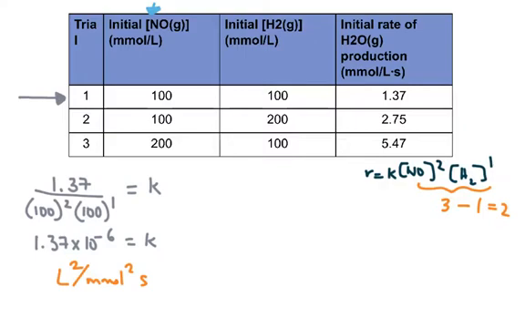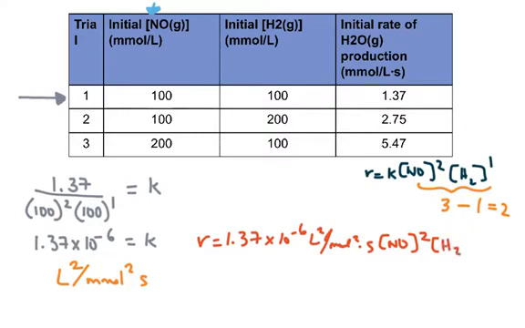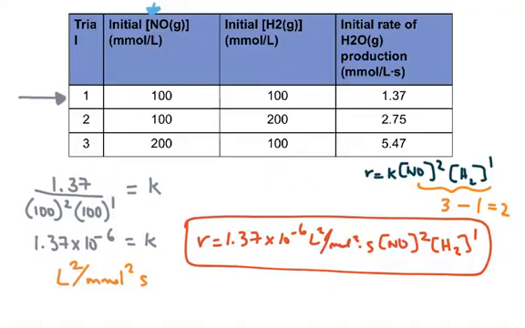So therefore, my rate law equals, actually, I'm going to run out of space. Do over. Rate law equals 1.37 times 10 to the negative 6 liters squared per millimoles squared times seconds, NO squared, H2 to the 1. So there is my rate law equation.